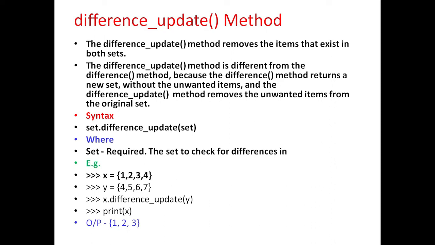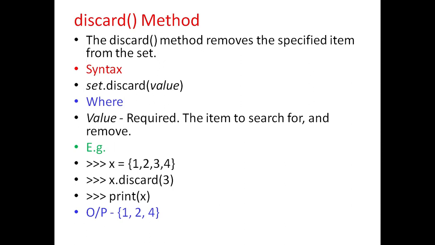For example, set x is defined with elements 1, 2, 3, 4, and set y is defined with elements 4, 5, 6, 1, and when we use x.difference_update(y) and print x, it will give the output 1, 2, 3. That is, it removed 4 from the x set since it is common between x and y.